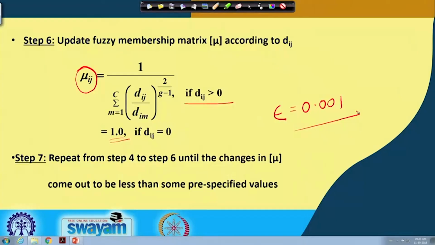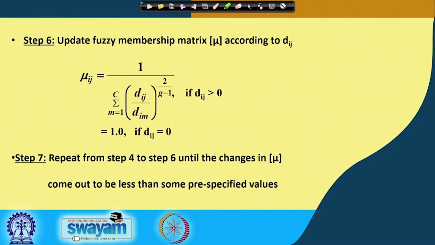And if this particular change is found to be less than or equal to this, then we say that the algorithm has reached the optimal solution and we terminate the program. So, this is the way we terminate the program. So, this shows the steps for this algorithm.